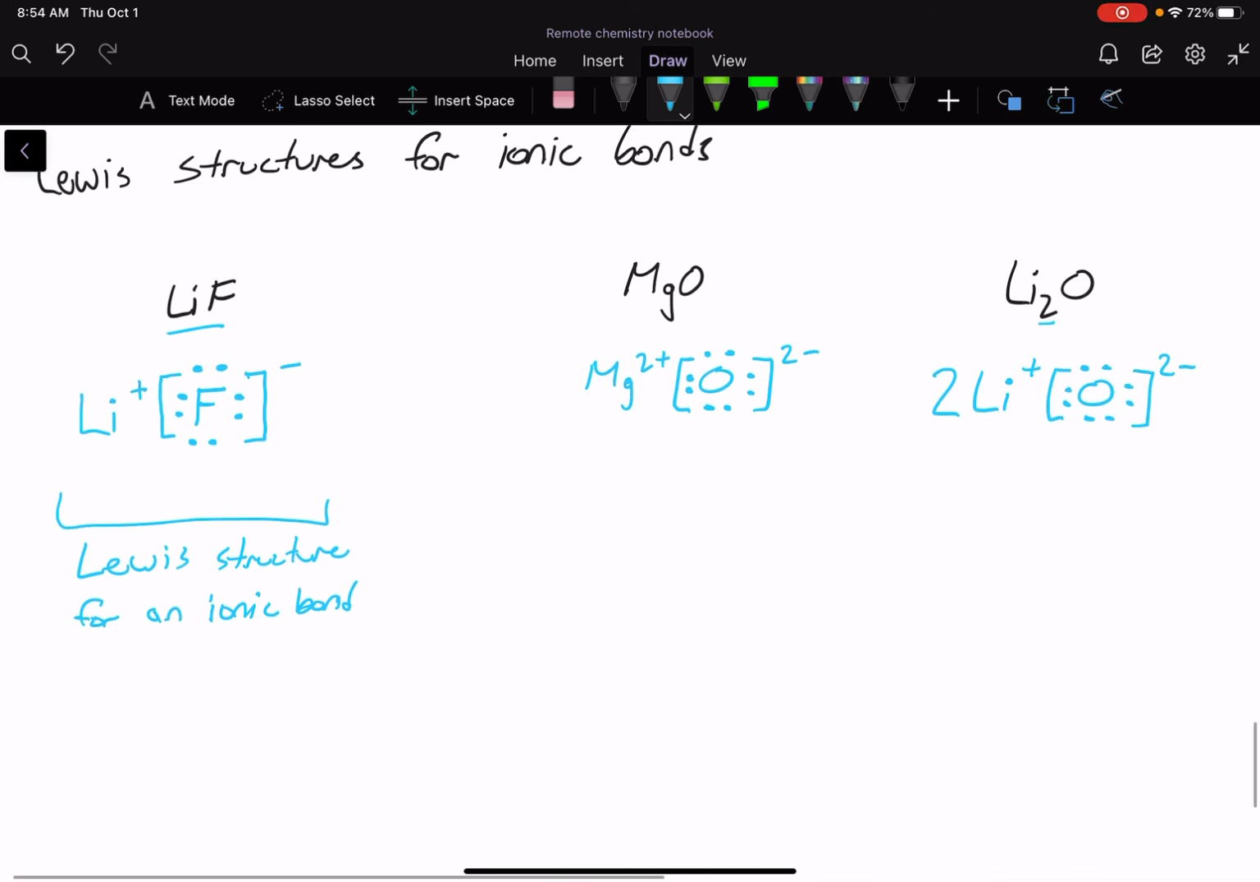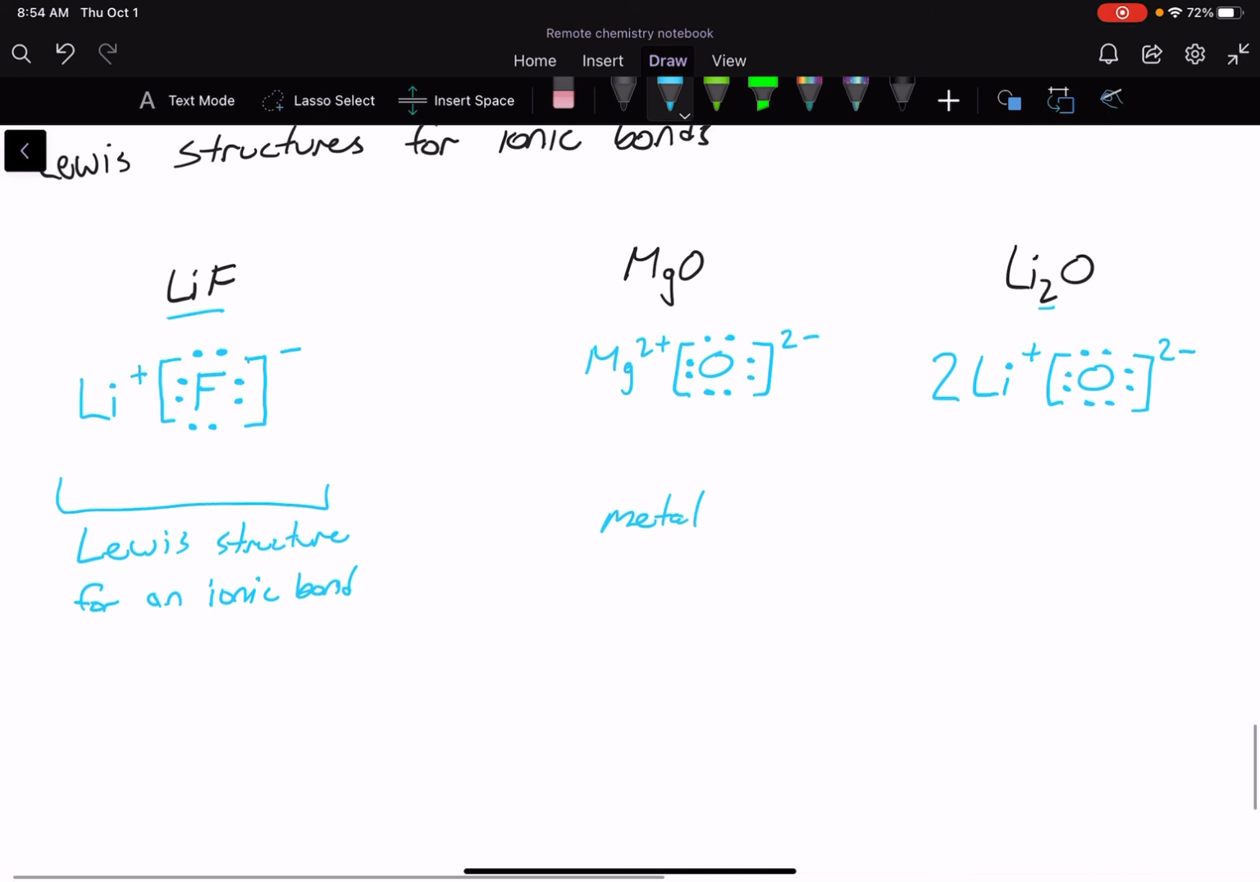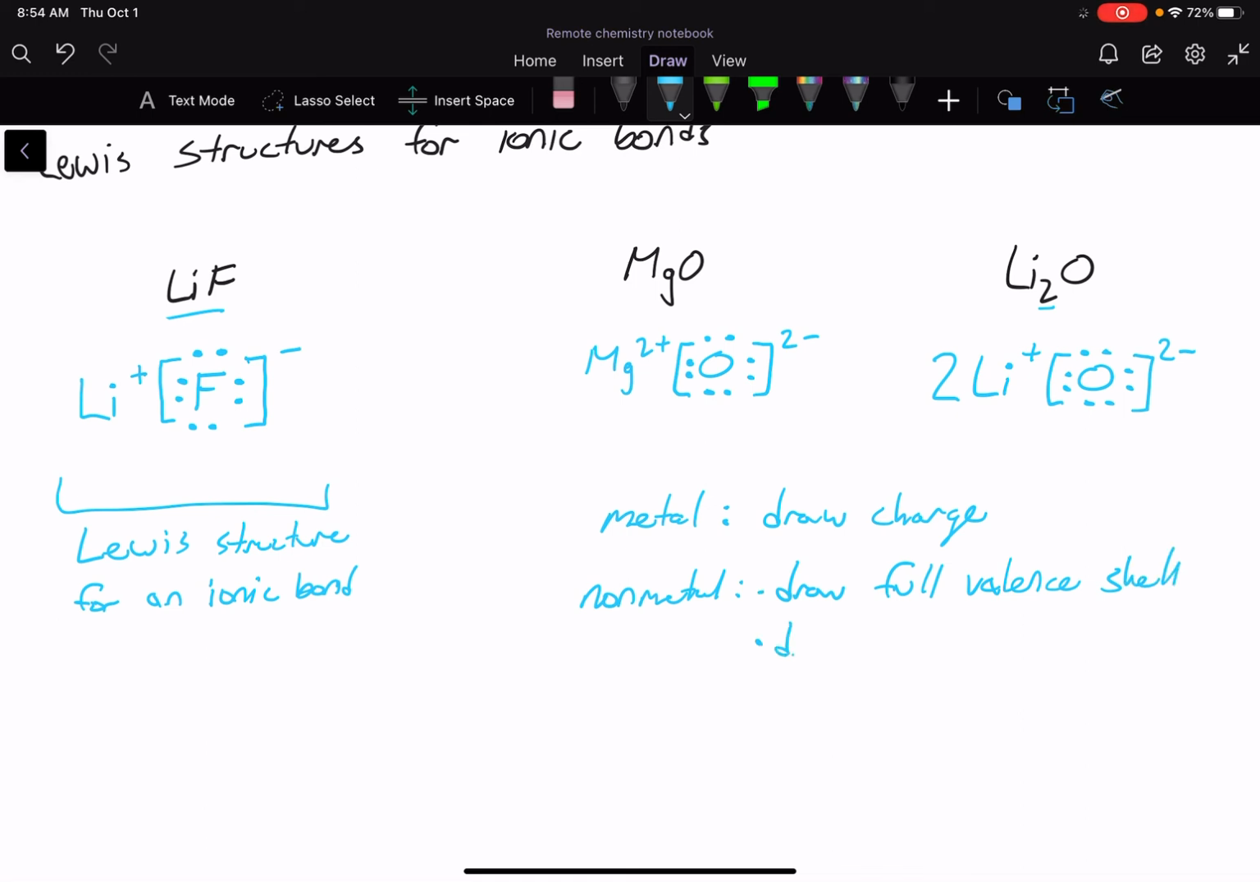So when you're drawing the Lewis structure, for the metal, you draw the charge. For the nonmetal, draw the full valence shell. You draw the brackets as shown above, and then you draw the charge.